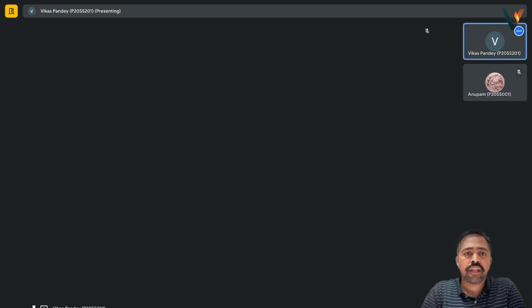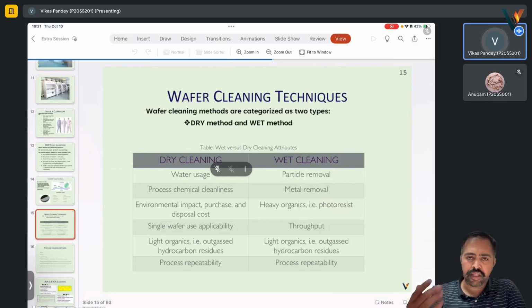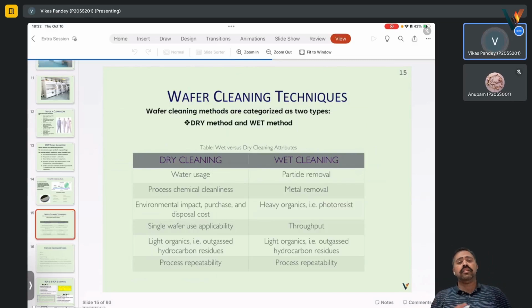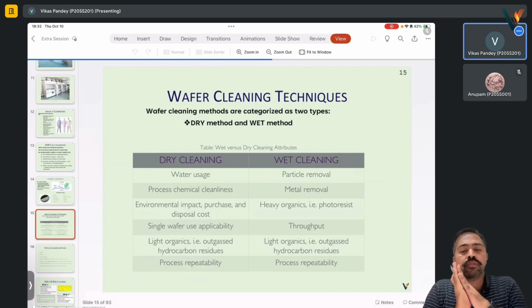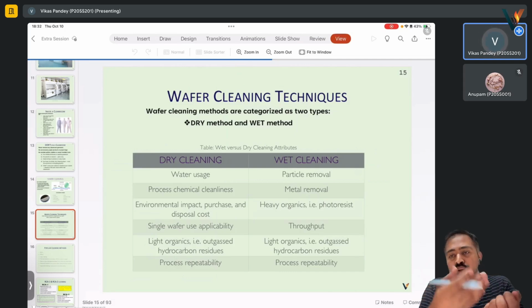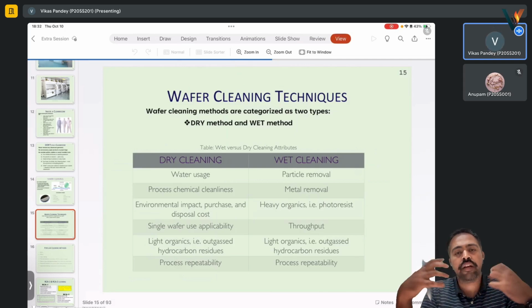In case of wet cleaning, chemical methods are used, like dipping in a chemical and then removing the particles. In dry cleaning, plasma and other things are used. We have seen this in one of the classes. This is just a combination of all those. There is a problem with wet cleaning that it does not have good throughput, that is, we have to process serially. In case of dry cleaning, where plasma and these things are used, we can have batch processes.